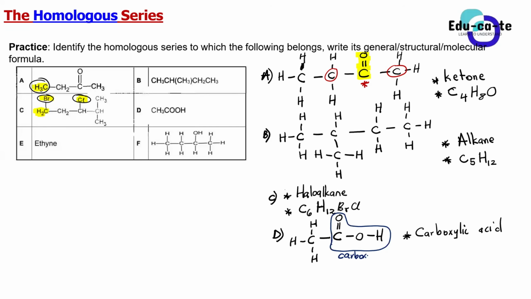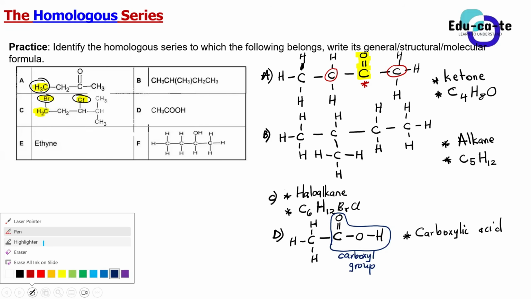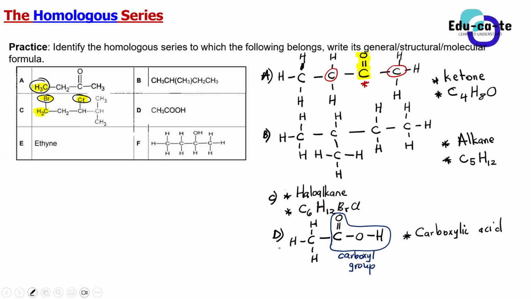How do you see the carboxyl group? The carboxyl group has a carbon atom. This carbon atom is double bonded to an oxygen, and this very same carbon atom is also bonded to an OH group there. So it's known as a carboxyl group. Once you see the carboxyl group, the homologous series to which this belongs is a carboxylic acid. Okay, give me the molecular formula.